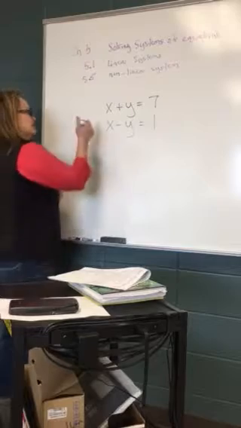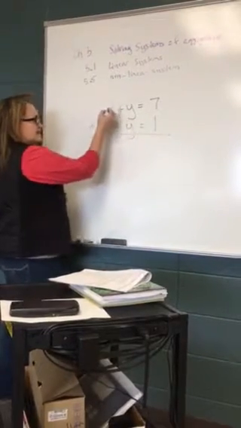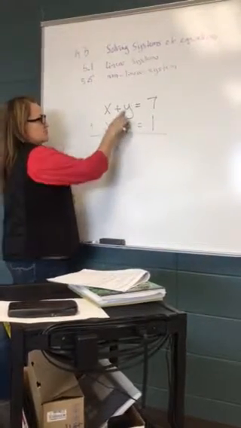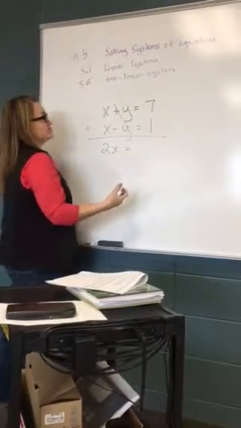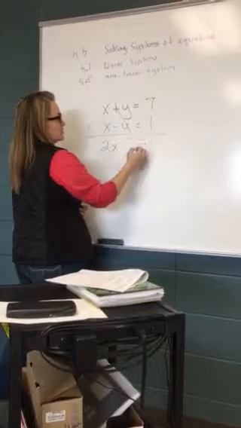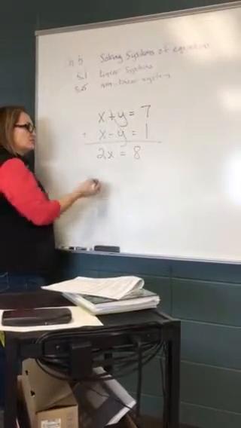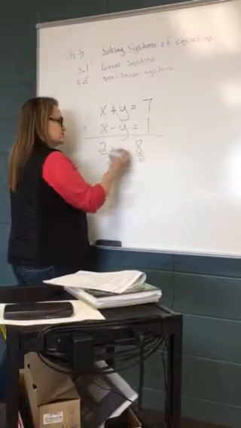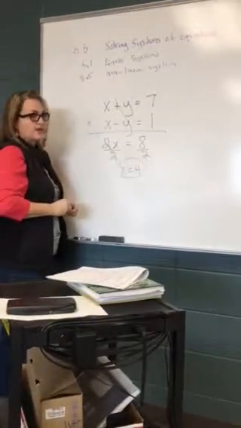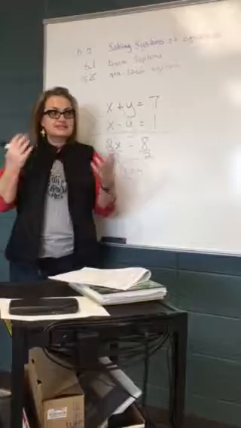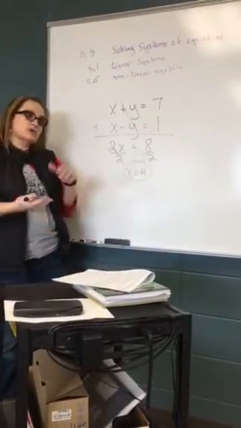So if I were to add these two equations, I would have x and x is 2x, y and minus y cancels. That's what you want to happen in the addition method. 7 and 1 is 8. And now we have a solvable equation. We can divide out the 2 and get to a solution that x is 4. So remember, the solution is an x and a y. So once I get x is 4, I'm not quite done.